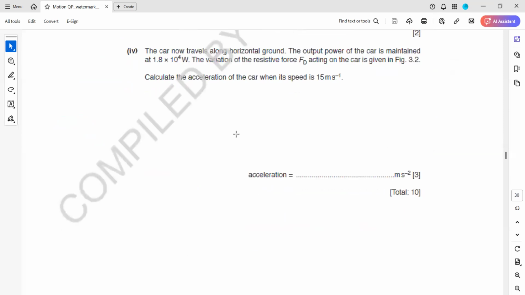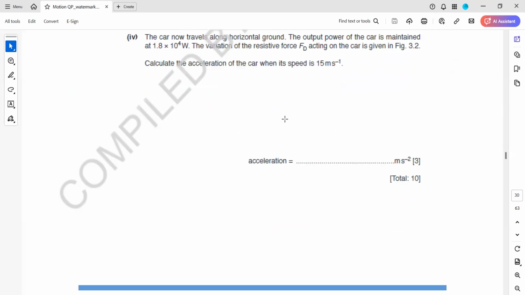And the last part: now the car travels along a horizontal road, and the output power is maintained. The variation of the resistive force is given. Calculate the acceleration. We have less than a minute left. I'll share another link and I'll do this question.